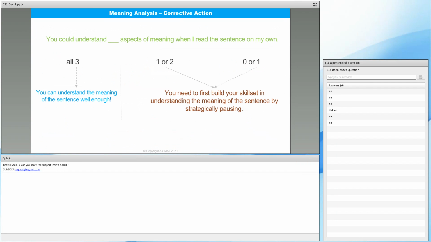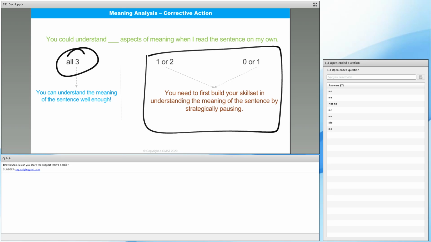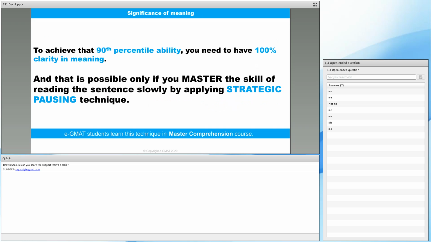We already did this. Here's the takeaway. If you were able to understand and extract all three while solving the question, you know the meaning well enough, and you can move forward and figure out what the errors are. But if you missed one, or if you missed two, then you've got to figure out how to extract various aspects from the sentence.